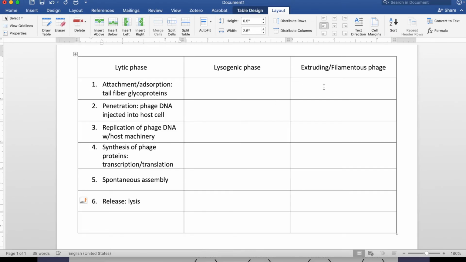So let's add these to our list here. For extruding or filamentous phages, step number 1 is attachment, adsorption. But in this case, we do have these filamentous phages attached to the F pilus. Let's put sex pilus. 2 is penetration.